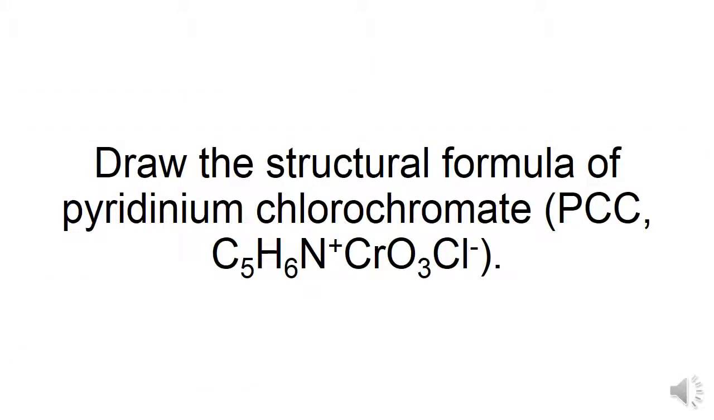All right, draw the structural formula of pyridinium chlorochromate. So that's commonly known as PCC. And the molecular formula is C5H6N plus. So right away you can kind of tell that this is an aromatic portion, and CrO3Cl negative. This is the anion portion.